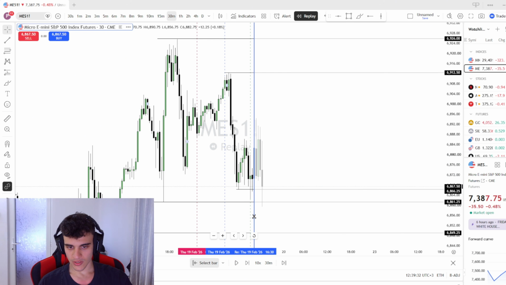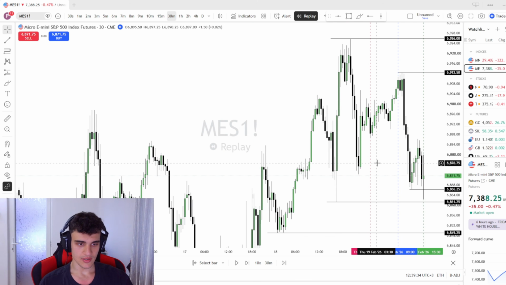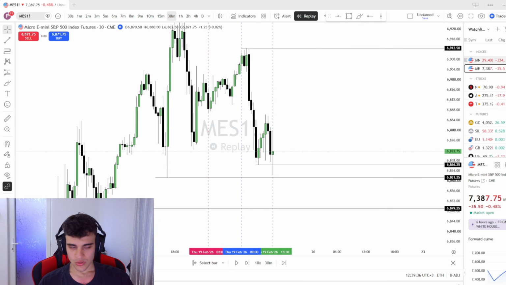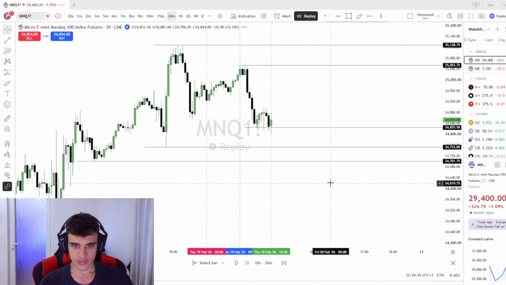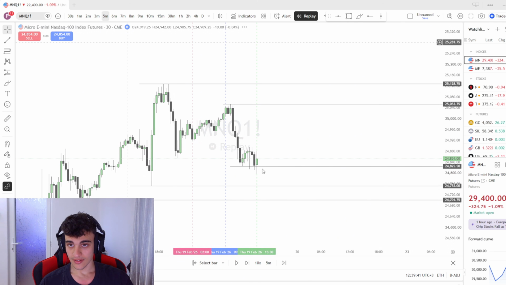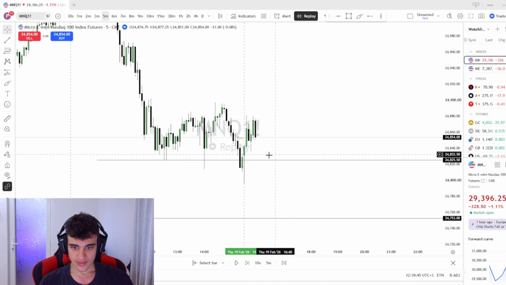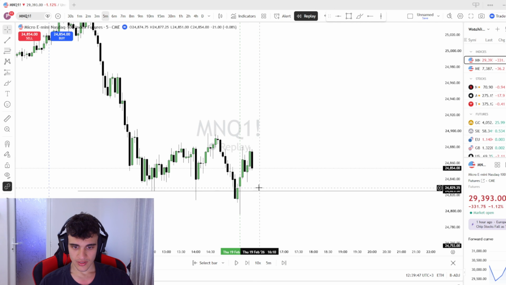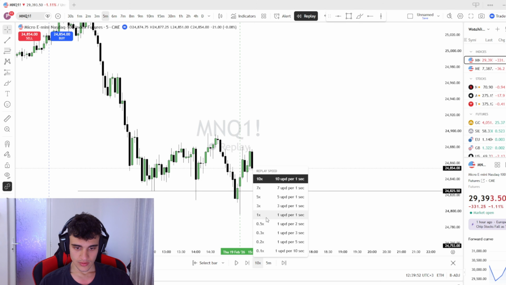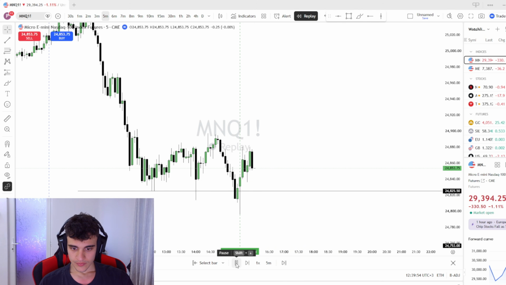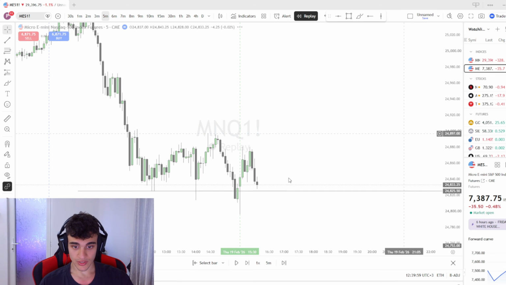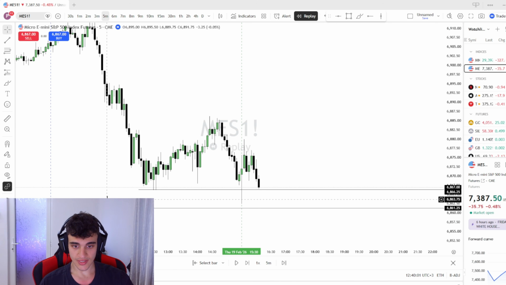Okay, I hate when this happens. But yeah, we swept London lows on ES and on Nasdaq. Let's see what we did after this. So we swept this. We didn't break 5 minute structure yet. So we broke 5 minute structure to the downside on both indices actually. So let's see if we get a retrace.